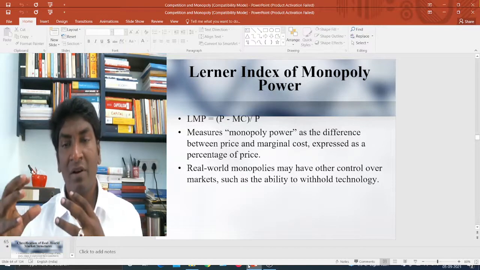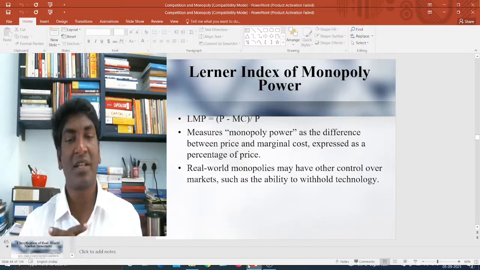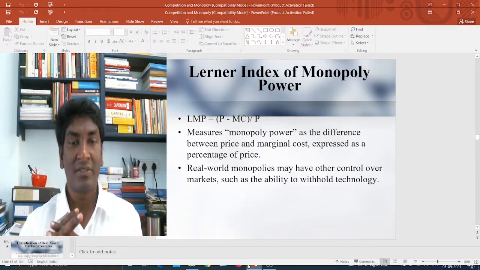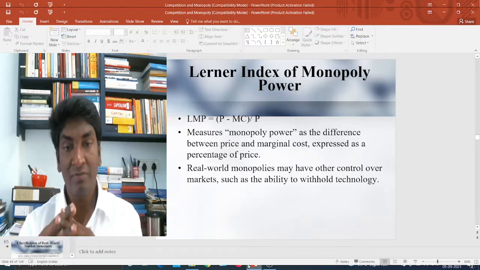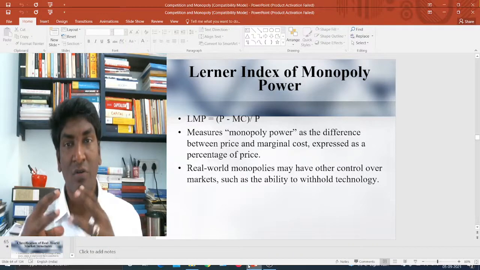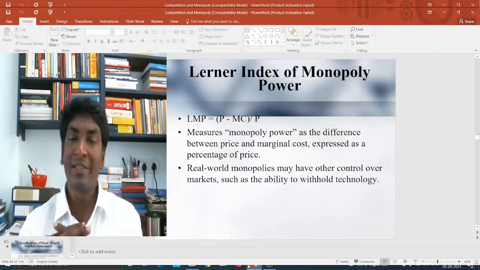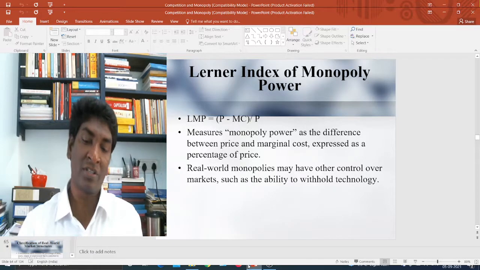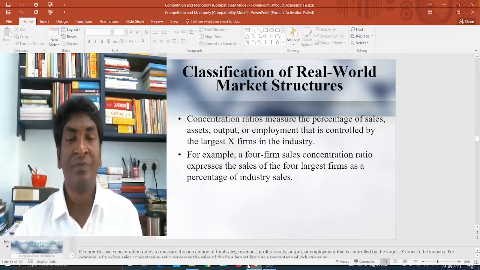So monopoly power is the difference between price and marginal cost expressed as a percentage of price. It is a very simple formulation, but it's very, very important to understand monopoly behavior, or an oligopolistic understanding. Real world monopolies may have other control over markets, such as the ability to withhold technology, etc., but not in the particular oligopolistic setting.